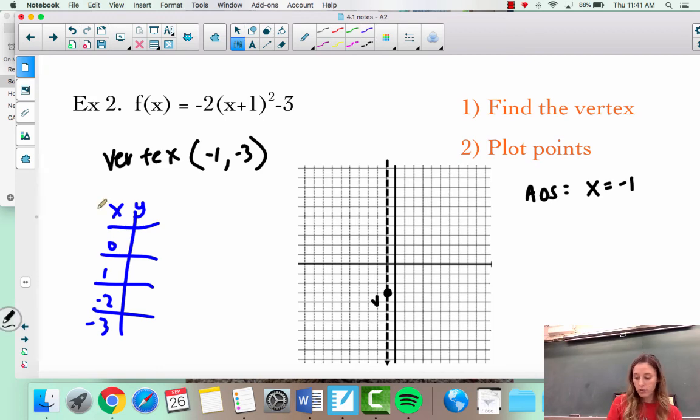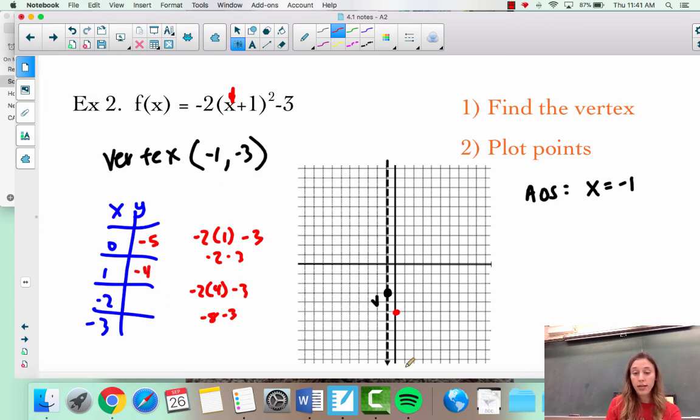If I plug in 0 into my equation here, I get 0 plus 1 squared, which is just 1. So I'd get negative 2 times 1 minus 3. So negative 2 minus 3 is negative 5. 1, 2, 3, 4, 5. And then if I plug in 1 into my equation, 1 plus 1 is 2. 2 squared is 4, so I get negative 2 times 4 minus 3. So negative 8 minus 3 would be negative 11. So that'd be way down here.